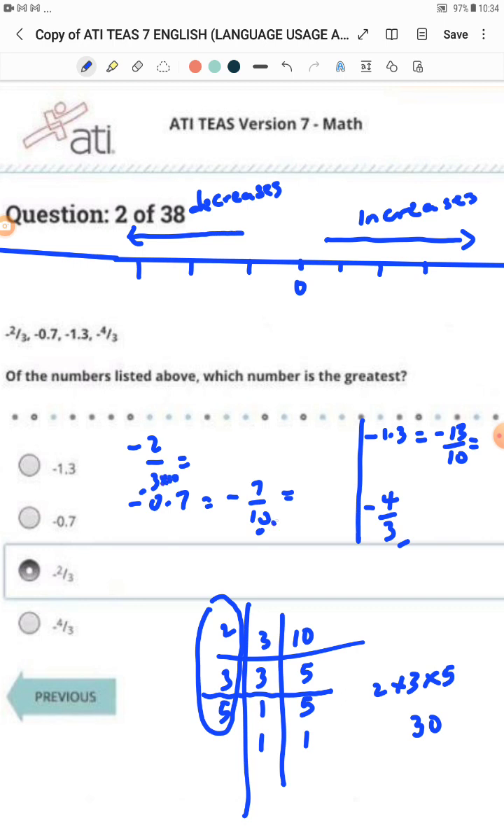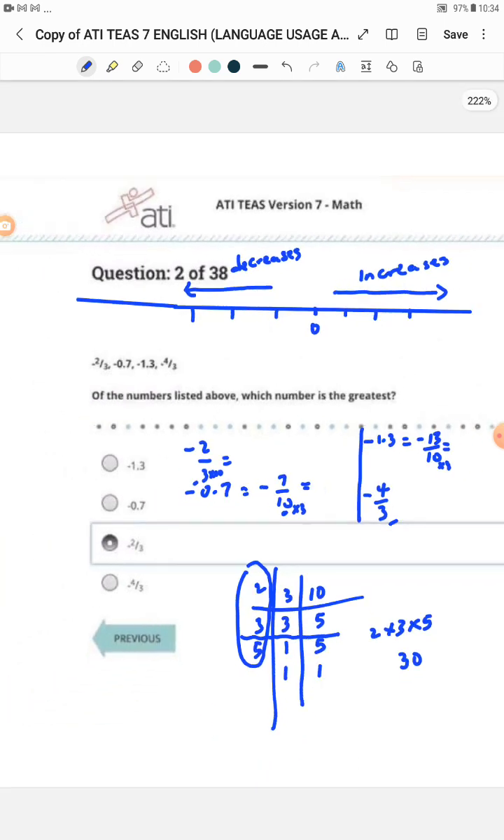How do we get 30 here? We can multiply this 10 by 3. How do we get 30 here? We can multiply this 3 by 10.